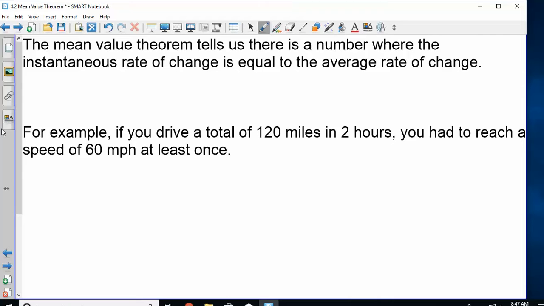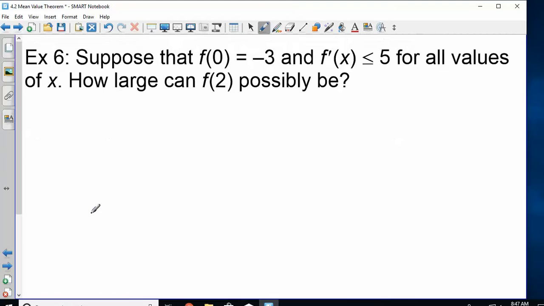Does that mean you had to drive 60 the entire time? No. But at least once you had to hit a speed of 60. You can't have an average of 60 while always driving slower than that. And if you go higher than 60, you had to pass that 60 at some point to get there. So if you know your average, then at some point your instantaneous speed, at one instant at least, had to be that same speed.